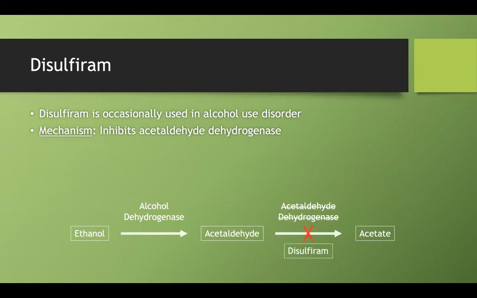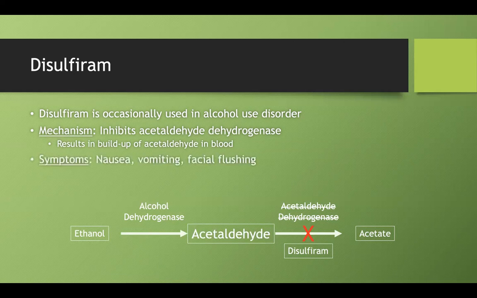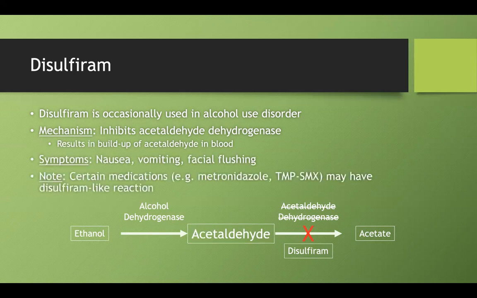And if you inhibit this, you can get a buildup of acetaldehyde in your blood. And acetaldehyde in your blood, if you have too much of this, it's going to feel very, very bad for you. You're going to get nauseous, you're going to have vomiting, facial flushing. And something to note is that some medications, like a few of our antibiotics, like metronidazole and Bactrim, can cause this disulfiram-like reaction. So anybody who's taking these, you usually advise them to limit or ideally avoid their alcohol intake to avoid this disulfiram-like reaction.